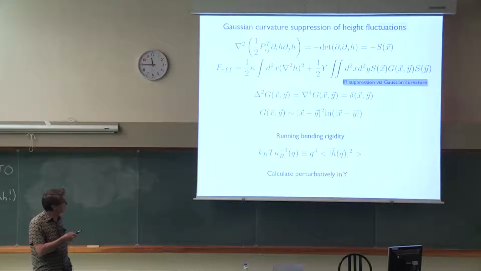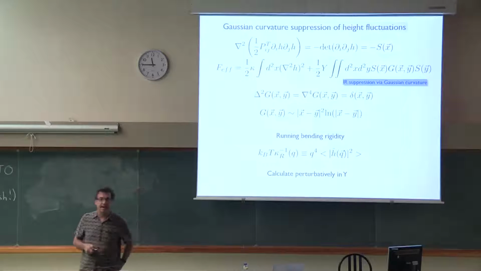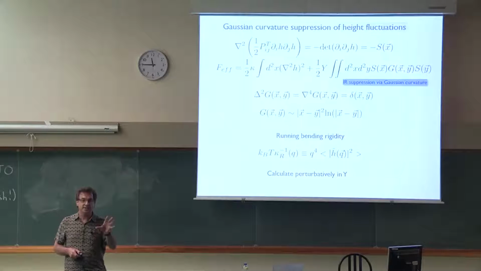What are the implications? The implications are that the elastic moduli in the system, and we'll focus on the bending rigidity, are not constants. They are running parameters, just like the fine structure constant in quantum electrodynamics or in many field theories. They are renormalized, they're scale dependent, and they'll turn out to be strongly scale dependent, and that's where the geometry enters.